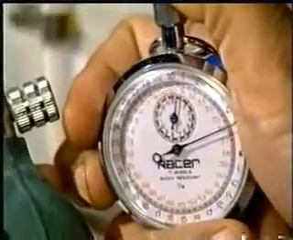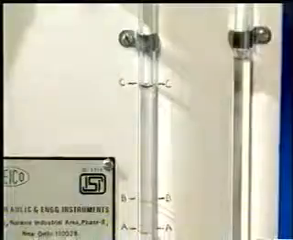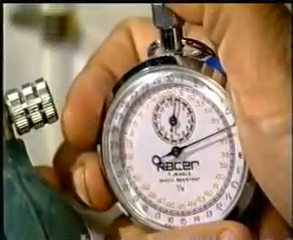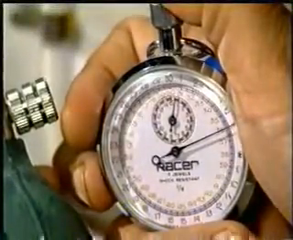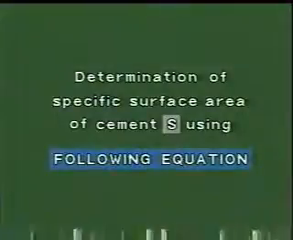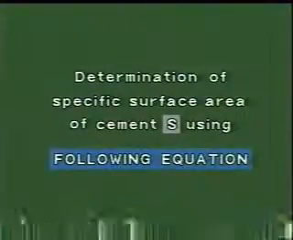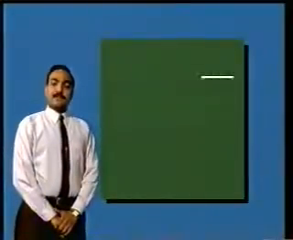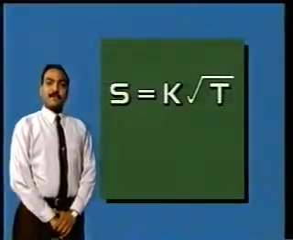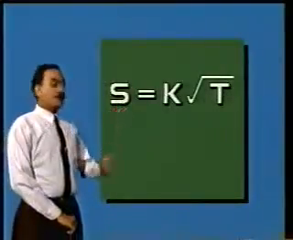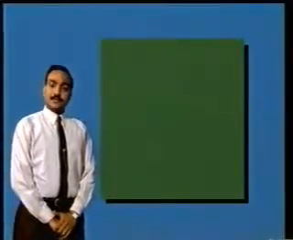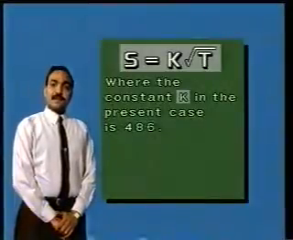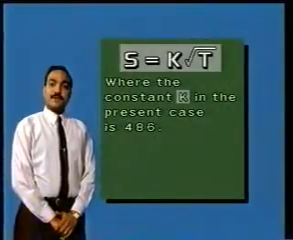Stop the stopwatch when the liquid just touches the mark, and note the time T in seconds. In order to calculate the specific surface area of cement, we shall use the equation S is equal to K under the root T, where the constant K in the present case is 486.